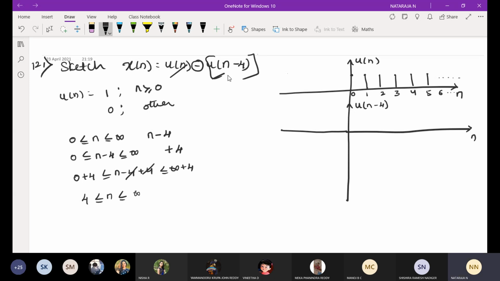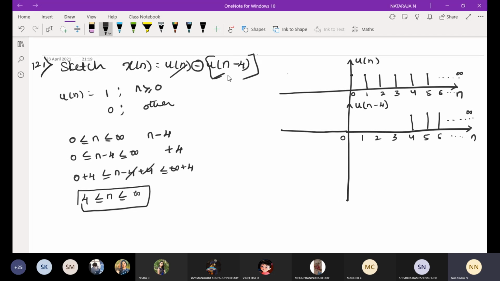Now the signal u of n minus 4 varies from 4 to infinity. Here we have 0, 1, 2, 3, 4, 5, 6, and so on. The signal will vary from 4 to infinity. Here I have 4, 5, 6, and so on to infinity.